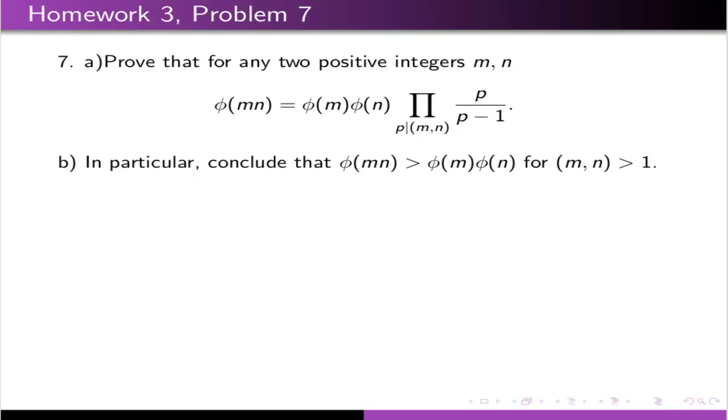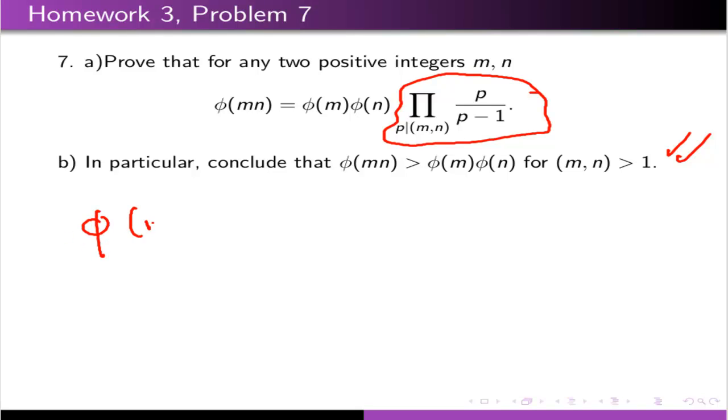Problem 7. So what's the trick here? The Euler phi function is multiplicative, but that means we have to start with two relatively prime numbers. If they're not relatively prime, this is the fudge factor right here. And it's very easy to see that this is a number bigger than 1, and so you get part B very quickly. So I think to get part A, it's convenient to use the following form for the Euler phi function.